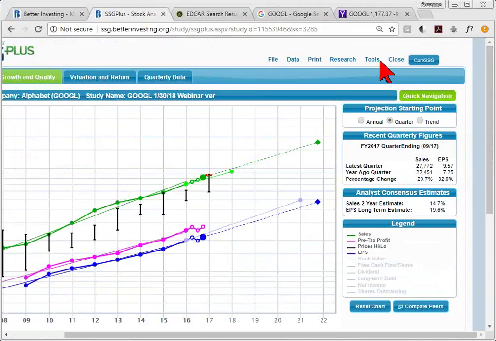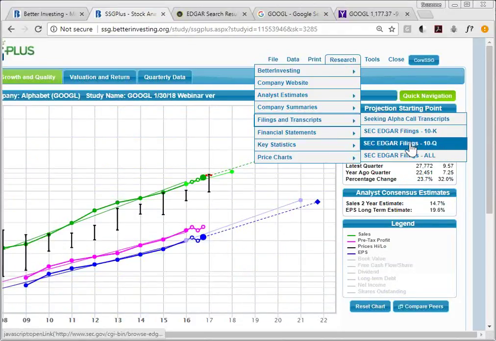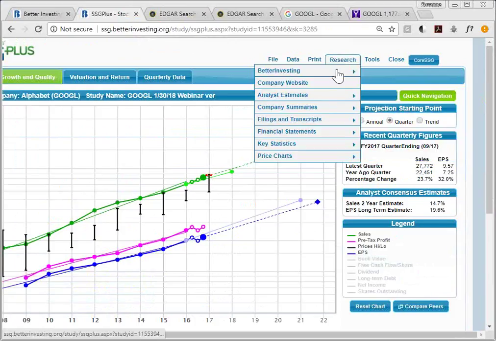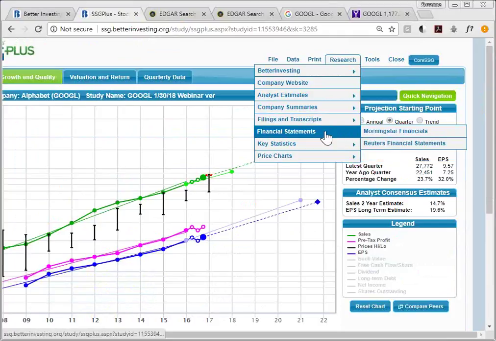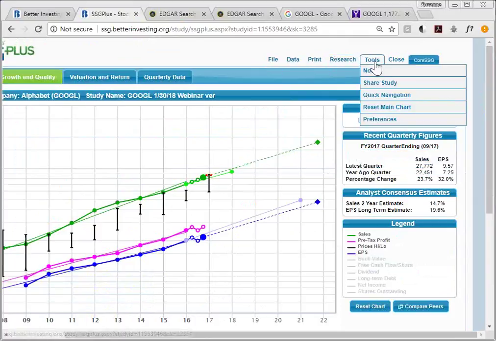If you want to clean up that view, I'm going to go to Research, Filings, and just look at the 10Q. There they are. An even more cleaned up view for you. And transcripts, there's a link to the Seeking Alpha transcripts. We have a link to the financial statements, key statistics, and price charts that you might find helpful, especially if you're looking at what a potential low price might be, if it seems reasonable.